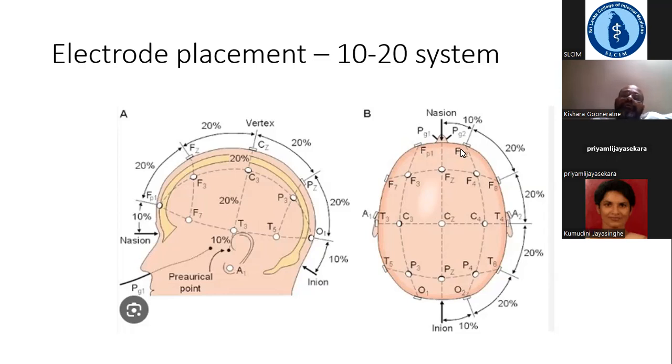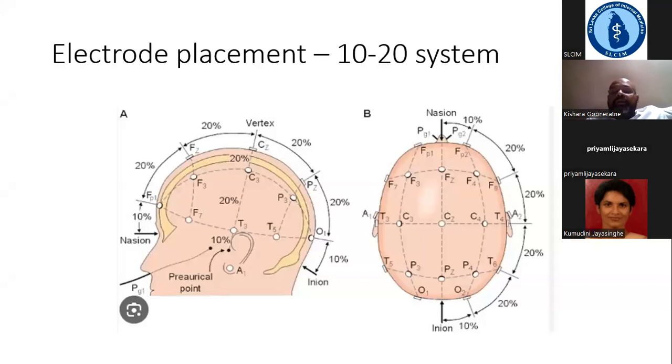As you can see, the distance between the nasion and the FP1 and FP2 electrodes is 10%, whereas from that point onwards, the distance is 20% of the total distance between the nasion and the inion. This is generally standard. There is also a standard nomenclature: F means frontal electrodes, C means central electrodes, T the electrodes over the temporal region, P the parietal electrodes, and O the occipital electrodes.